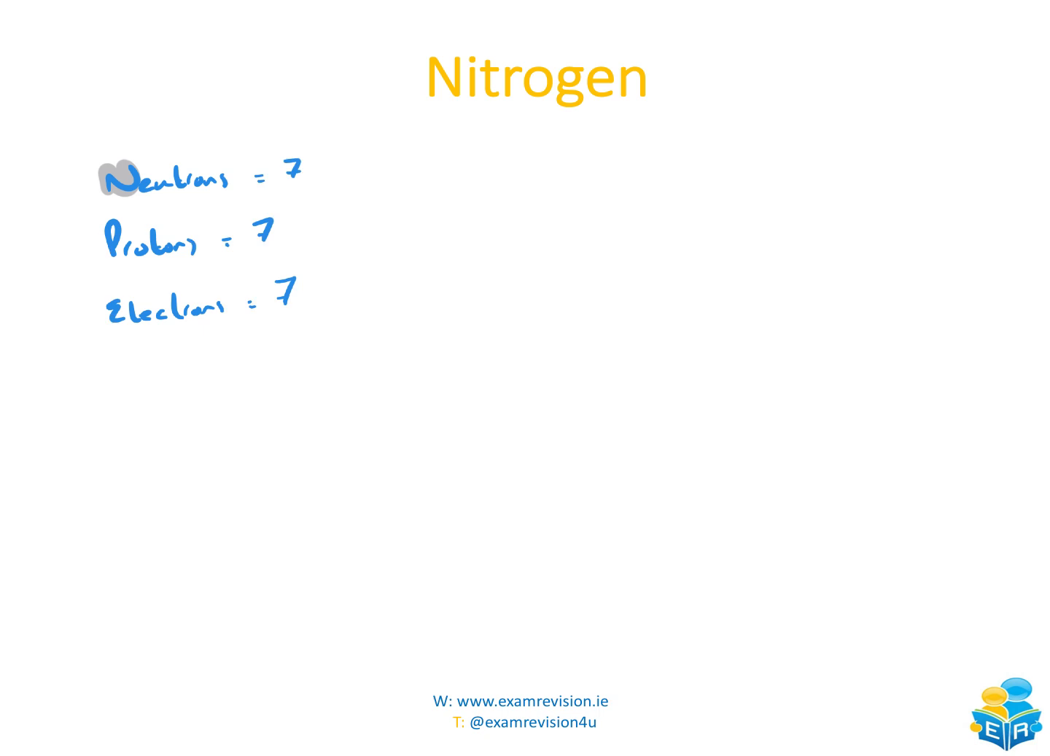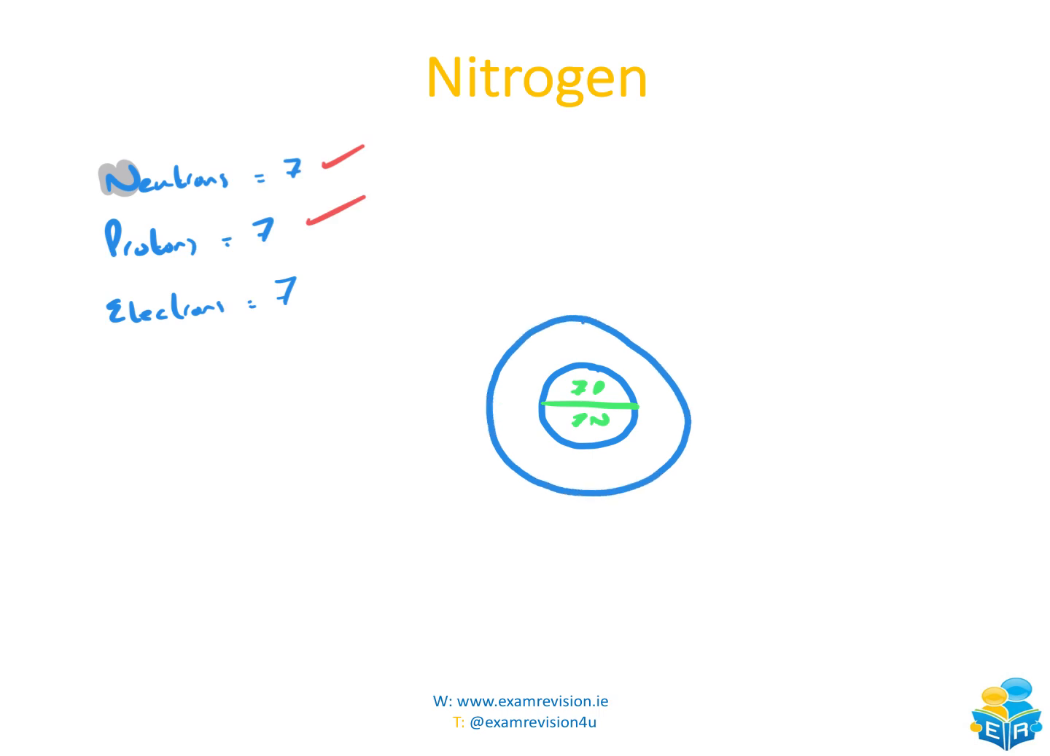So in the nucleus, we have 7 protons and 7 neutrons. Okay, they're accounted for. We now need electrons. So on that first shell, we're allowed to have 2. So there's 1 electron, there's the second electron. Okay, we've used 2, we still need 5 more.